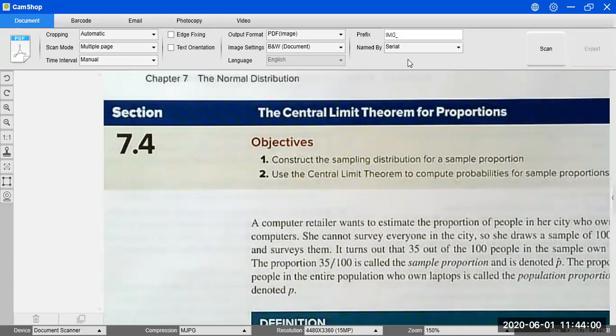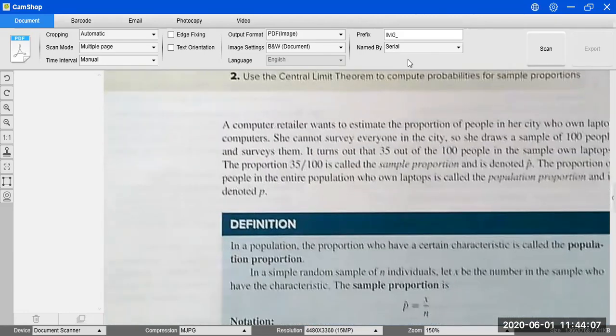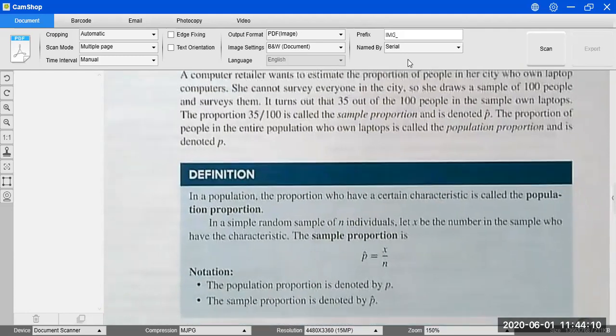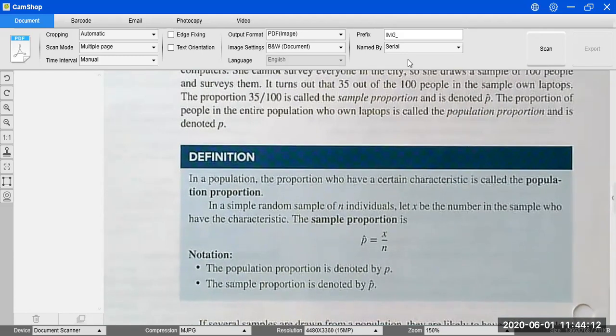Now we're going to cover section 7.4 about the central limit theorem for proportions. So first we're going to have the definition of a proportion in your book on page 328. So in a simple random sample of n individuals, let x be the number in the sample who have the characteristic. So for example, remember successes, failures, something that we learned from previous chapters. So the sample proportion p hat is going to be x, the number of successes, over the number of trials. That's one way to see the sample proportion.